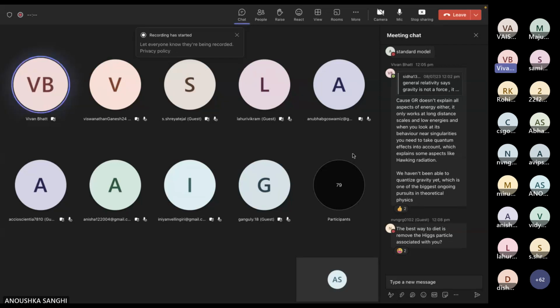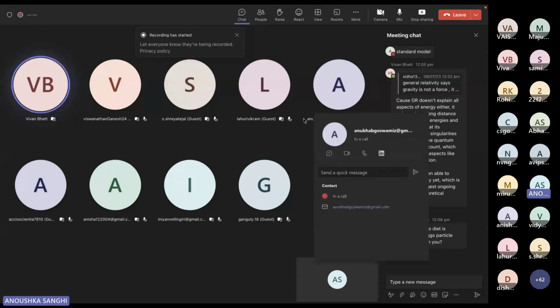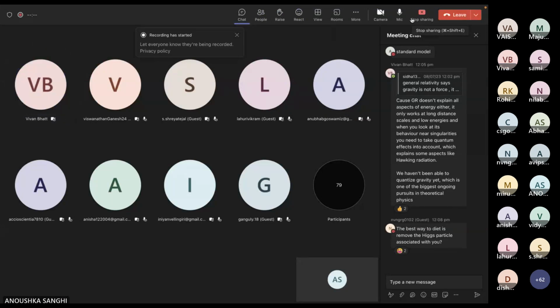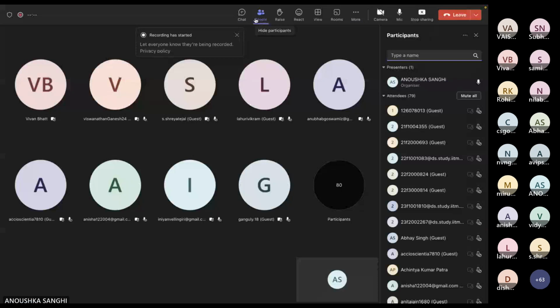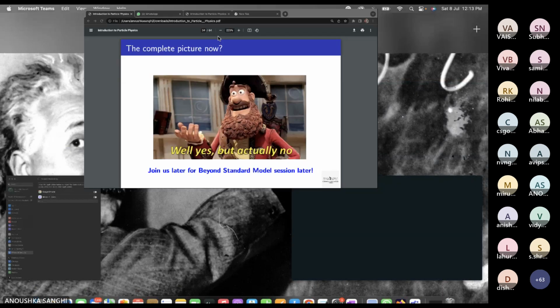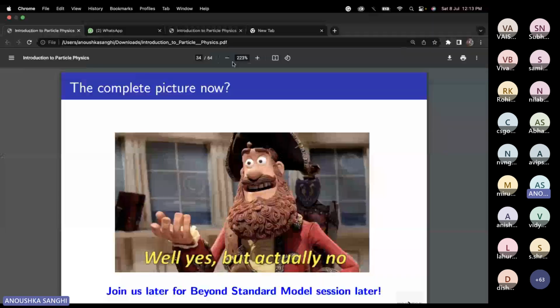Hello. Can you enable sharing for me? I can't share my screen. Yeah, just a minute. That option is not coming. Just a minute.